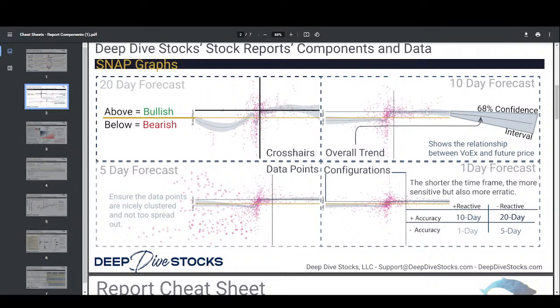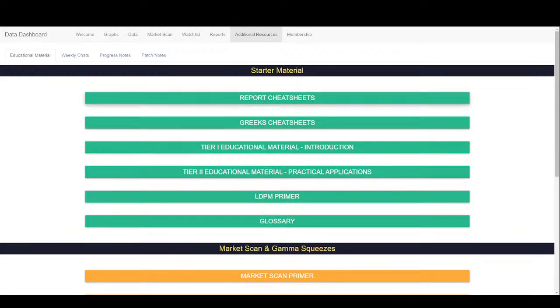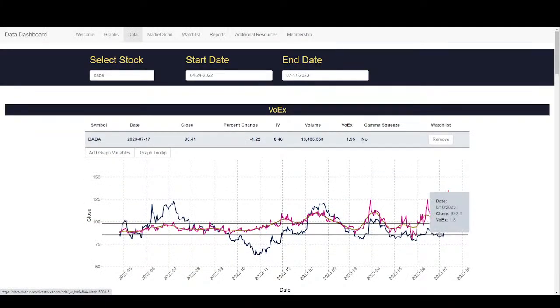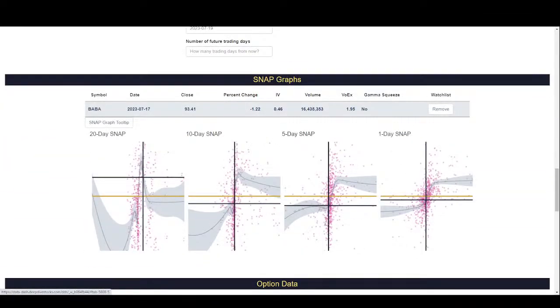10-day forecast. So the shaded area is a 68% confidence interval where price will be. It shows the relationship between Voex and future price. But again, you don't have to pay super deep attention to everything else that's going on in the chart. The only thing that I would recommend paying attention to is just if the crosshairs are above or below price.